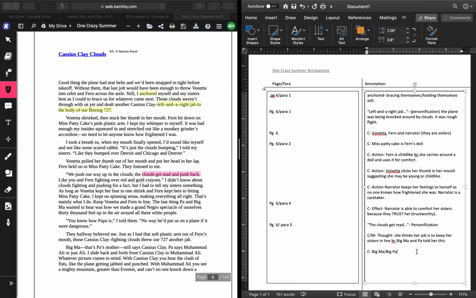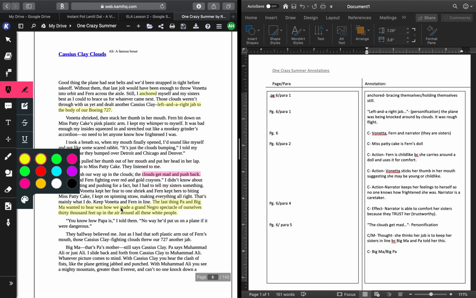Actually, let me pause one more time. We want to look here, and this is a response I would like. I'm going to highlight it here for you, because you're going to come back and annotate. You're going to respond to this. So it says, the last thing Pa and Big Ma wanted to hear was how we made a grand Negro spectacle of ourselves 30,000 feet up in the air around all these white people. What does this suggest about the relationship between blacks and whites in this time period?